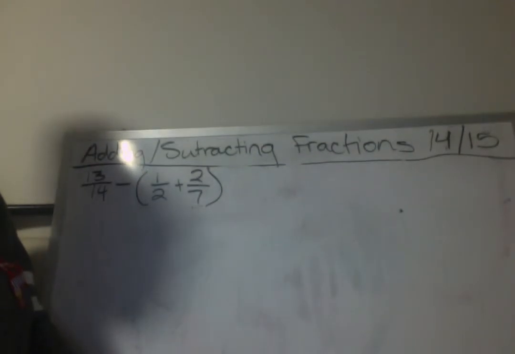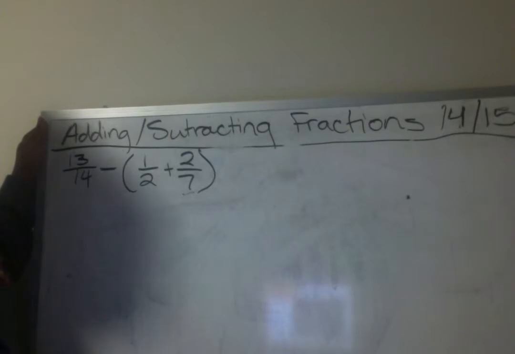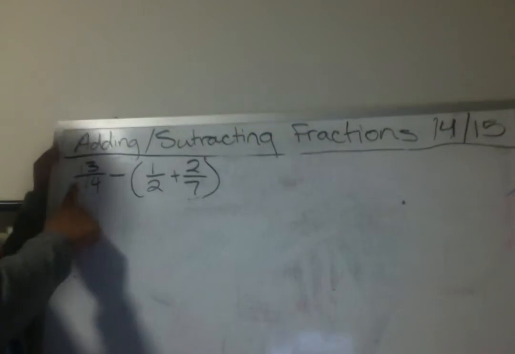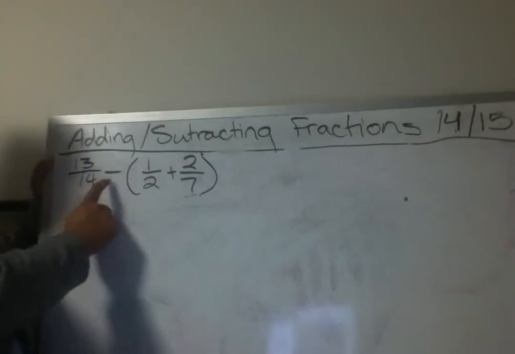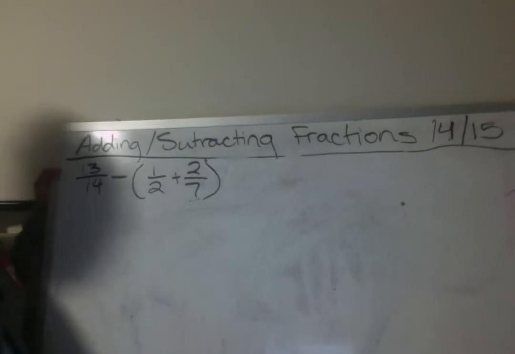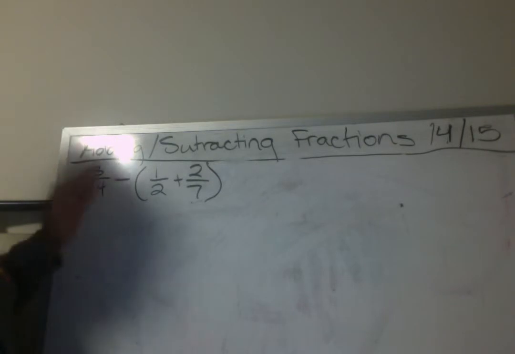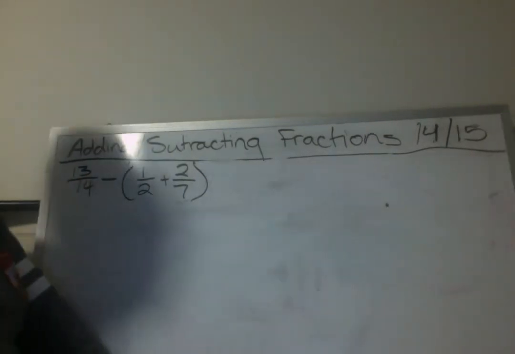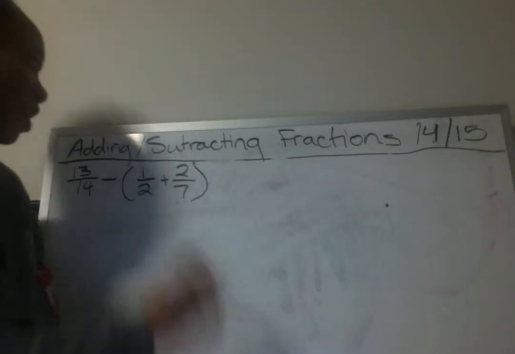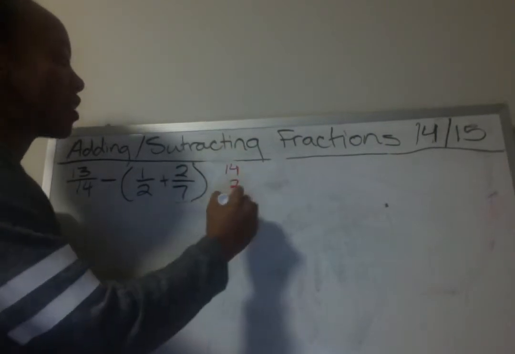Okay, so let's start with what I see here. That says adding at the top. So step one we know is to find the least common denominator. Our problem is 13/14 minus 1/2 plus 2/7. Now, before I even try to solve this, step one is I'm looking at my denominators. Notice I have three different denominators here. I'm going to go in the order that I see it, a 14, 2, and a 7.